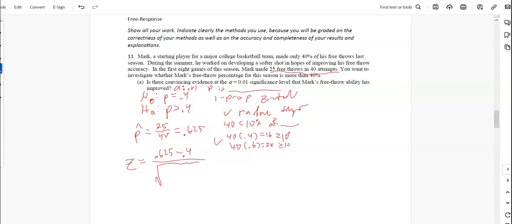Square root of, and because this is a test, we know the p-value. We're going to use the p-value here. So it's going to be 0.4 times 0.6 up top over 40. You're going to type that in your calculator.